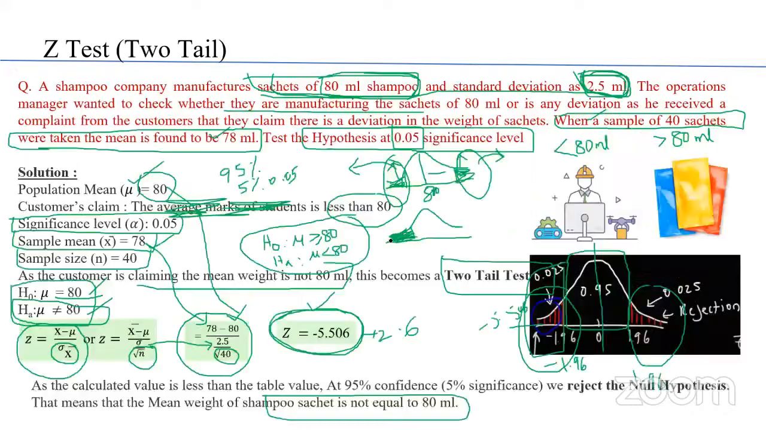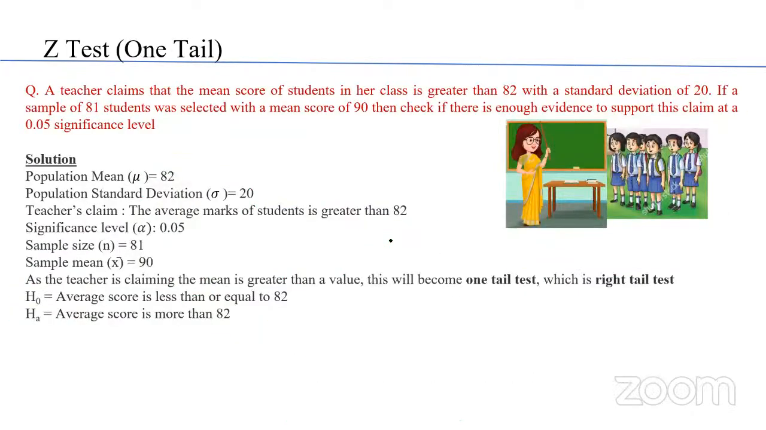So here, this is the first problem which we have seen as a two-tail. A teacher claims that, maybe I can also claim that my students are good, the mean score of the students in her class is greater than 82. One teacher has told that my students are very bright and the average score is definitely more than 82. She has mentioned that the standard deviation is 20. If a sample of 81 students has been taken with a mean score of 90, check if there is any evidence to support the claim at a 0.05 significance level.